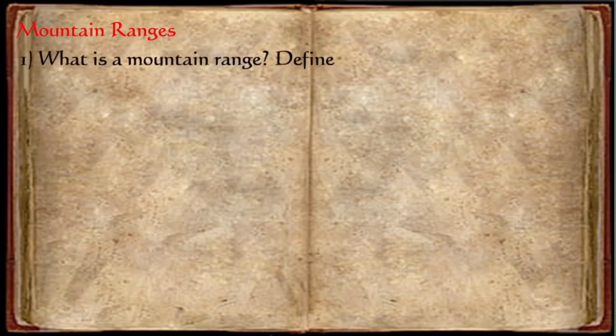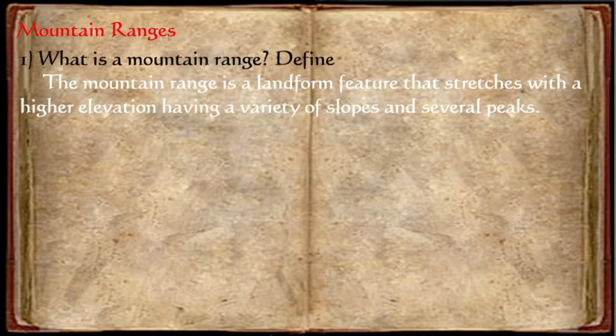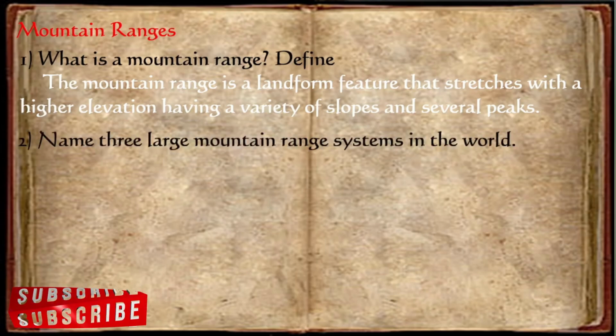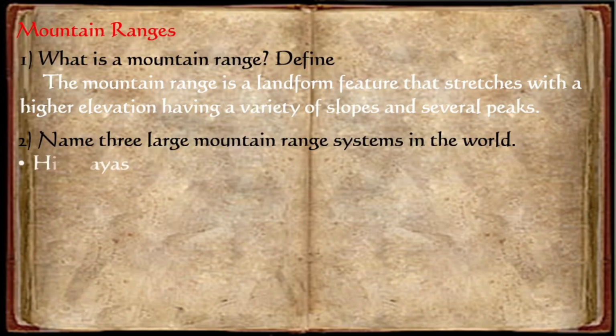Mountain ranges. What is a mountain range? Define. The mountain range is a landform feature that stretches with a high elevation having a variety of slopes and several peaks. Name three large mountain range systems in the world: the Himalayas, the Rockies, the Andes.